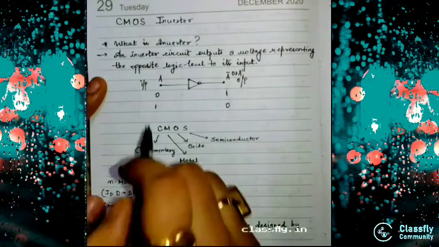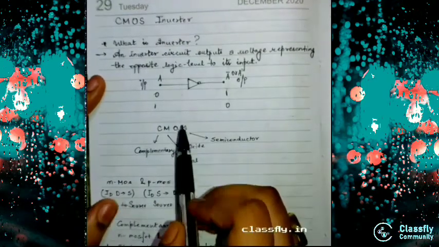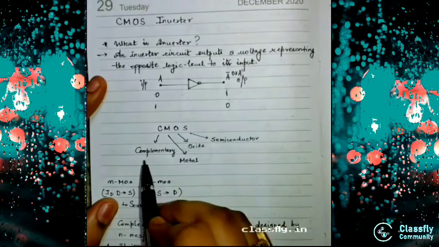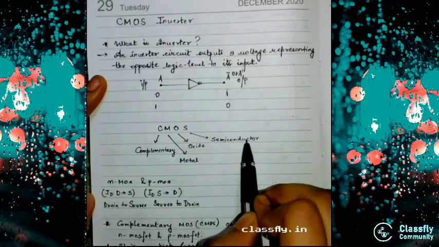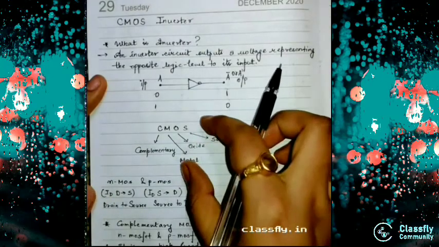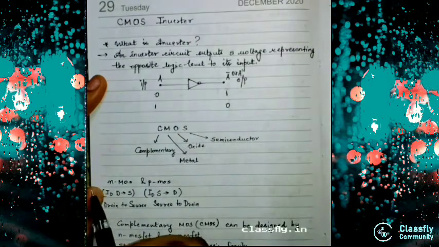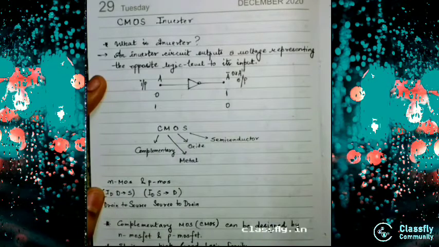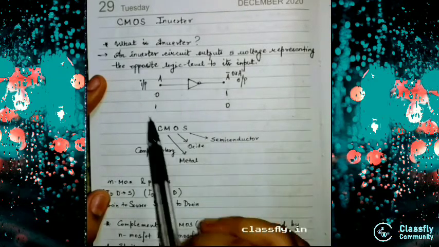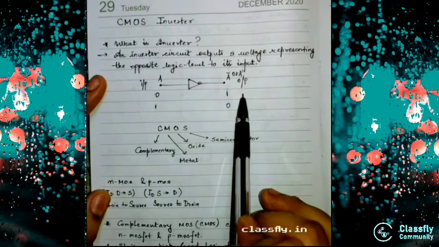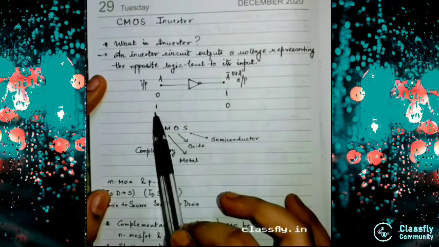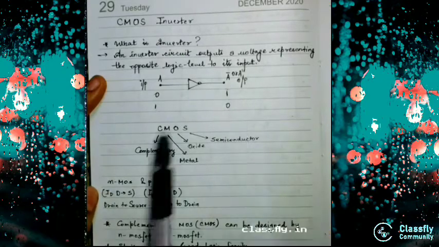So then what is a CMOS inverter? CMOS full form is complementary metal oxide semiconductor. So we will now do the CMOS inverter. That means we will use the inversion operation and verify whether the CMOS inverter also shows this operation, that when we give input as 0 we get the output as 1, and when we give the input as 1 we get the output as 0 or not.